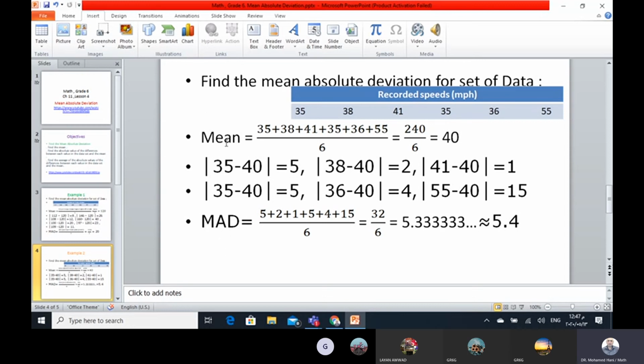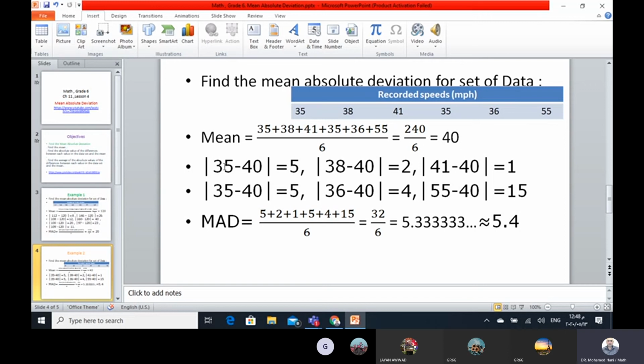How to find the mean? The mean means the sum of the numbers in the data divided by the number of values in the set. So I can write 35 plus 38 plus 41 plus 35 plus 36 plus 55 divided by 6. The sum will be 240, divided by 6 will be 40. The second step now, take the difference between each value and the mean, taking the absolute value.